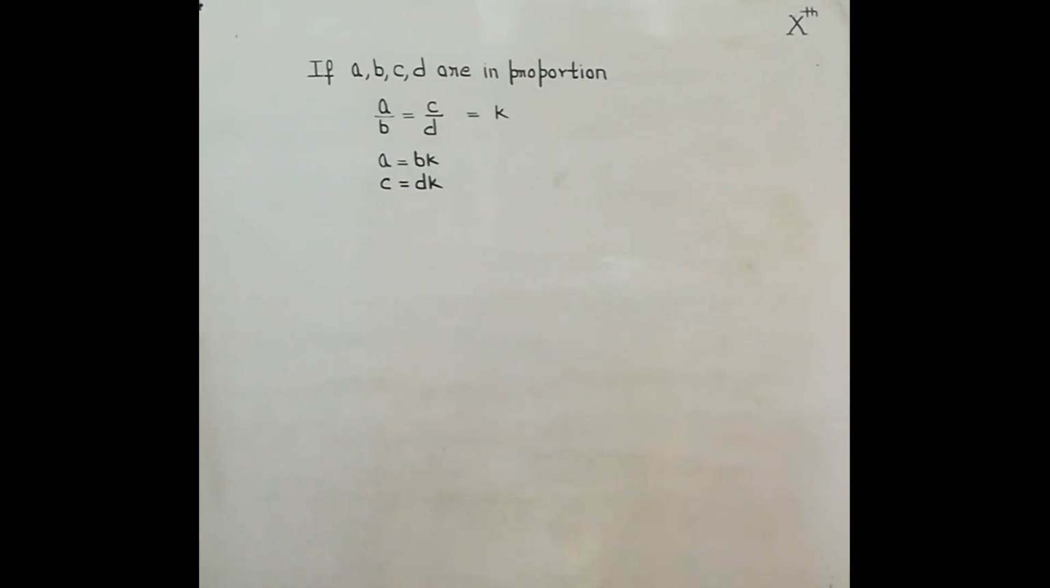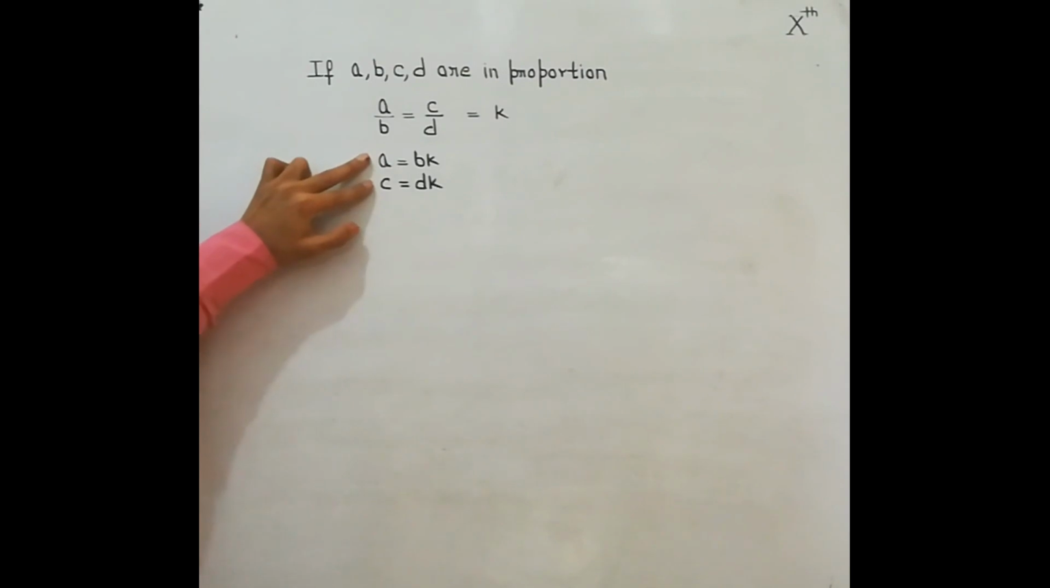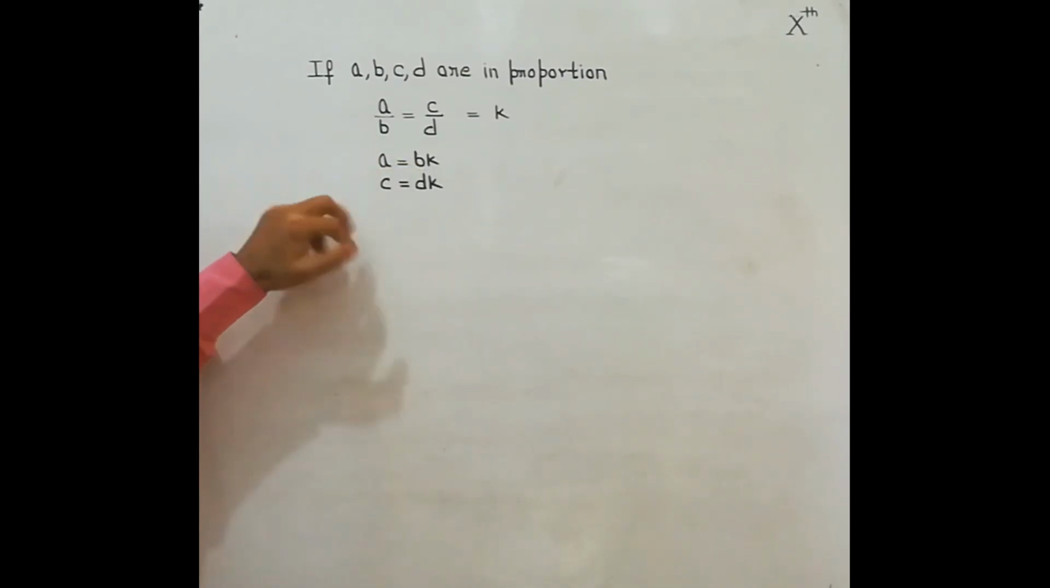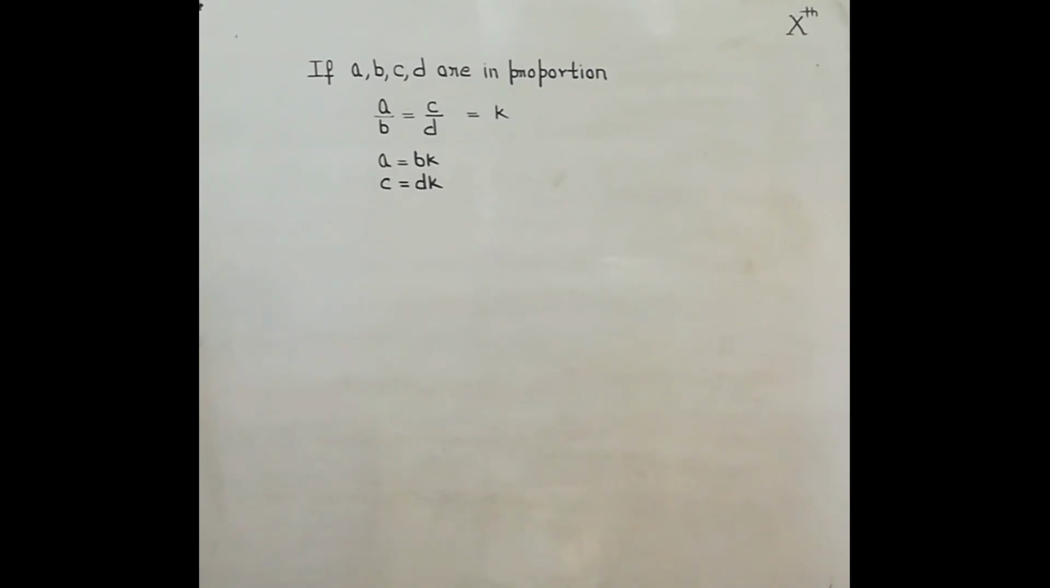So what you will do in the question given is, first take the left side and do these two substitutions, only these two. A will be replaced with BK and C will be replaced with DK on the left side, and you will solve the left side. Then similarly these substitutions will be done on the right side and you will solve the right side. Then you will see you get the same result solving the LHS and RHS, and we will say hence the question is proved. So this is the case when four terms A, B, C, D are given in proportion.